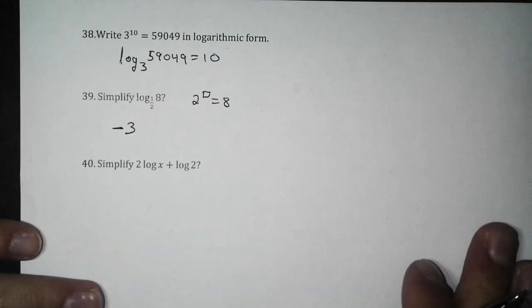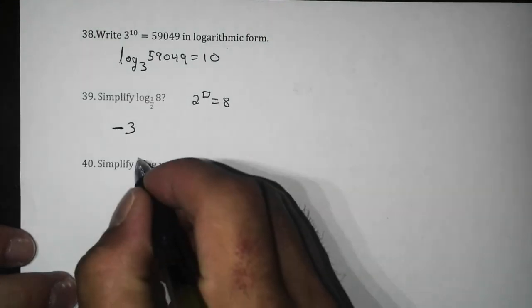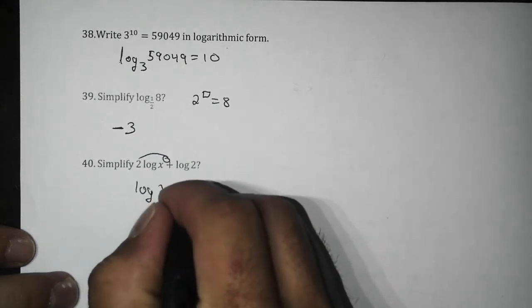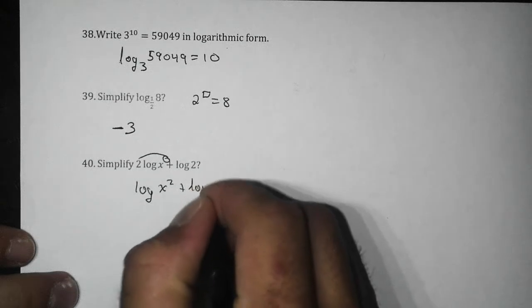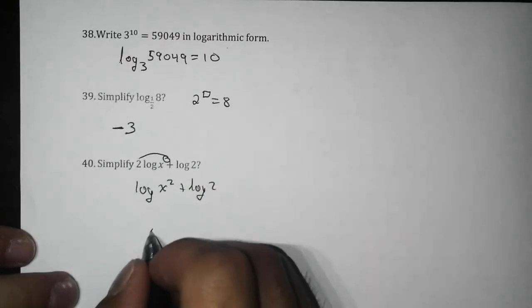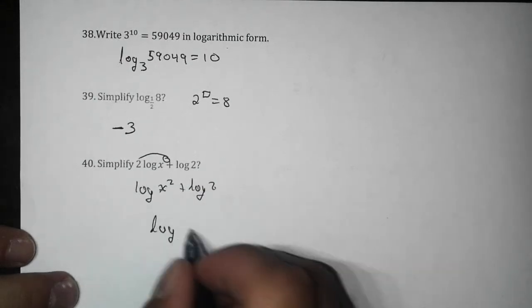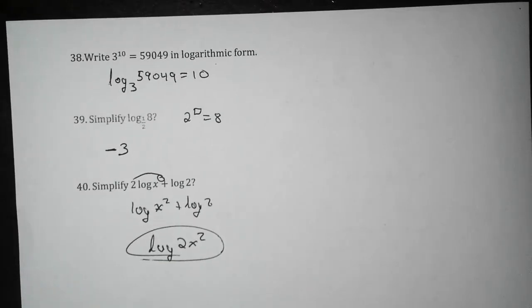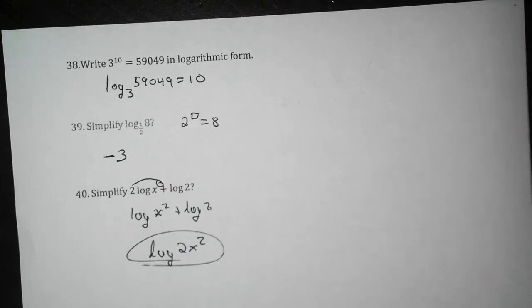And here we're going to simplify this. This comes up top. We have log x squared plus log of 2. Well, addition means multiplication, so we just multiply this together to get 2x squared. That's what we get. Right, that is it for the review.